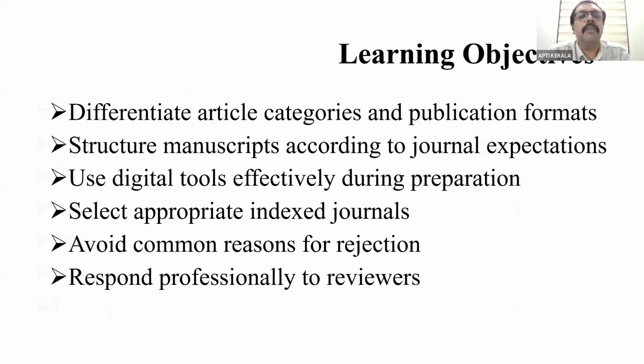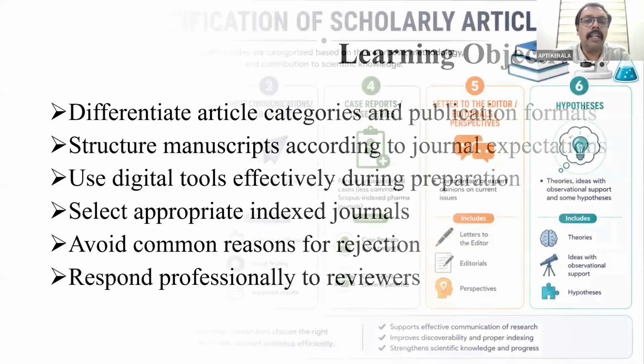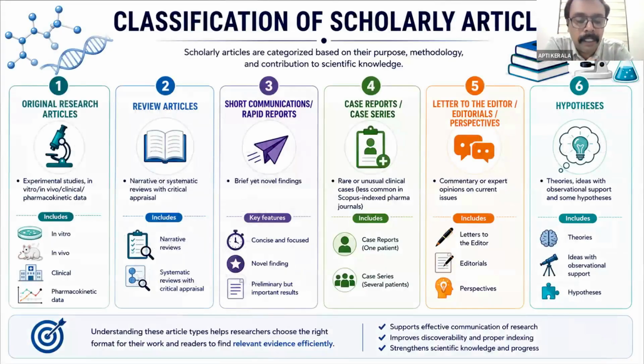At the end of the session, you should be able to differentiate article categories and publication formats, structure manuscripts according to journal expectations, use digital tools effectively during preparation, select appropriate indexed journals, avoid common reasons for rejection, and respond professionally to reviews. To begin with, we will start with the different categories of articles. You need to know about the categories before writing the first word of the publication.